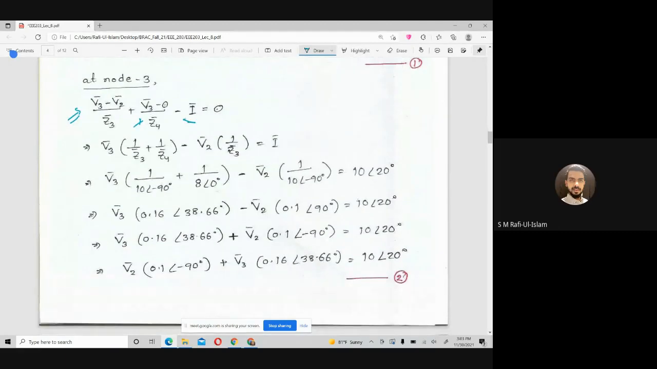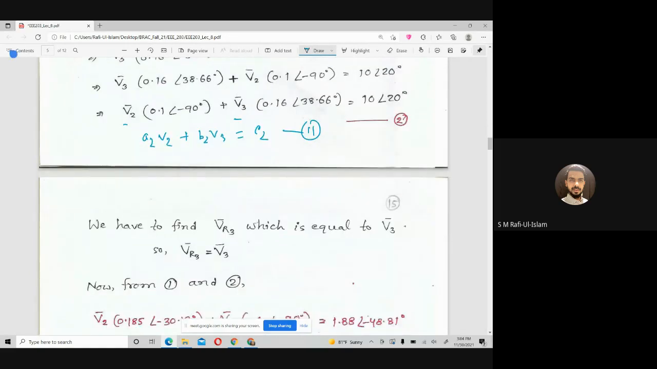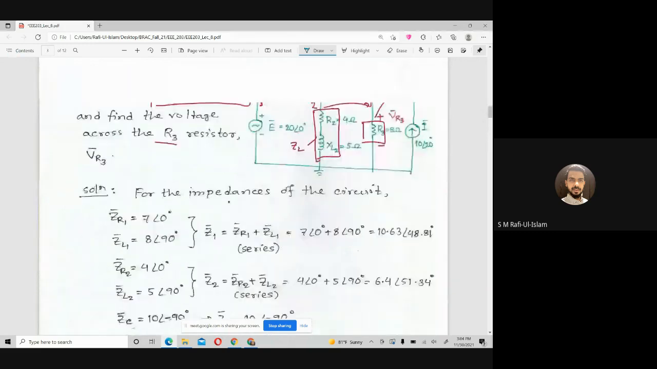Then again, we'll extract the coefficients of V2 and V3, but my target is to write V2 first and V3 second, because the equation should be A2 V2 plus B2 V3 equal to C2. That is equation number 2. And then we will apply Cramer's rule. Once we apply Cramer's rule, we'll know the value of V1, that is already known, then V2, and then we will know V3. Once we get V1, V2, and V3, then we'll look at the main question.